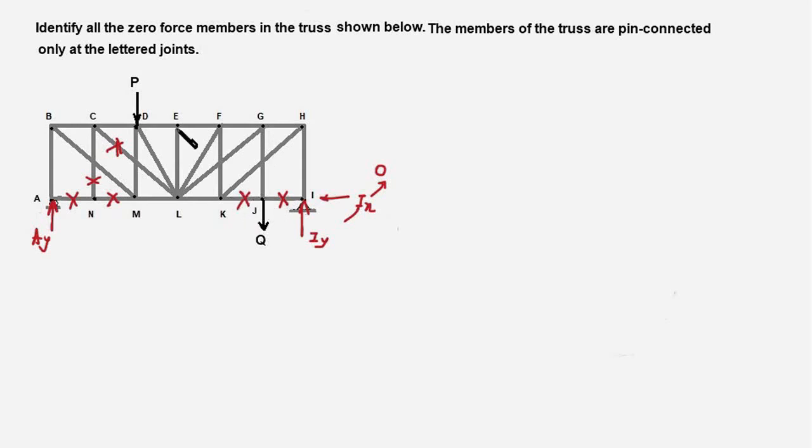Look at pin E. Again, these two members are collinear. There is no external force on joint E, and here is the third member, which is at an angle to these two members. Therefore, this member EL will also be a zero force member. So in all there are 7 members which are zero force members. 1, 2, 3, 4, 5, 6, 7.